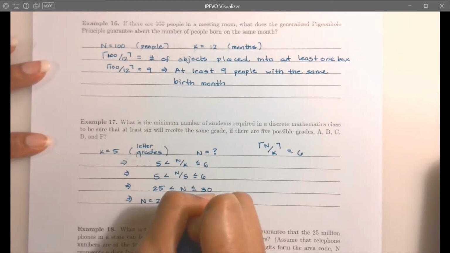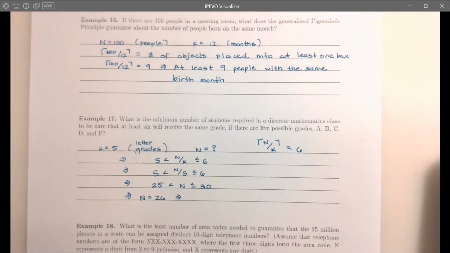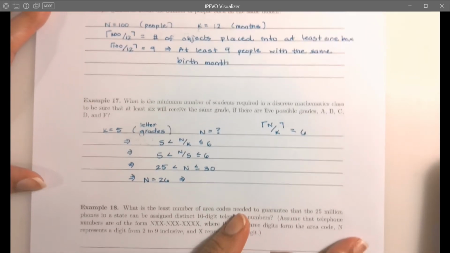So that means that at least 26 students have to be in the class in order to ensure that at least 6 have the same grade. That's the minimum number.